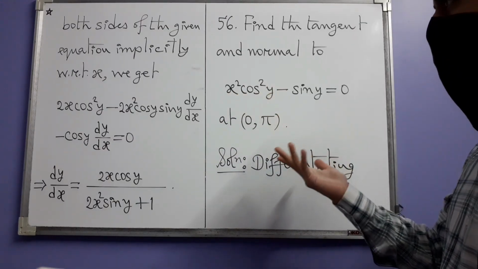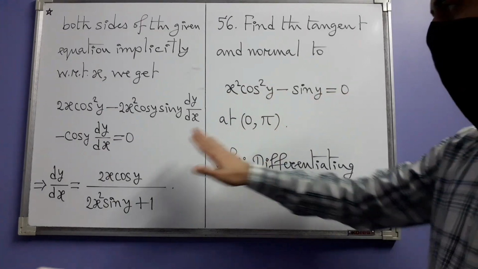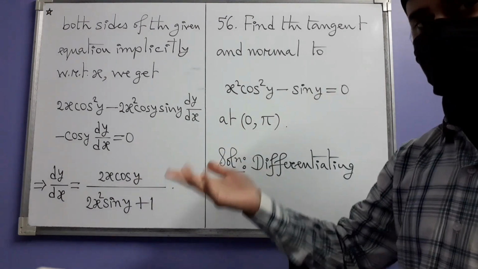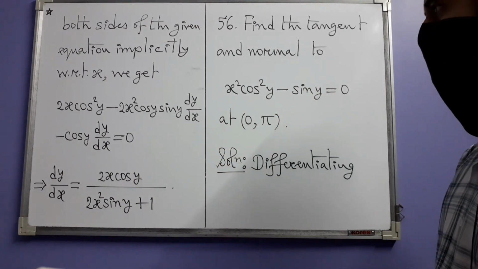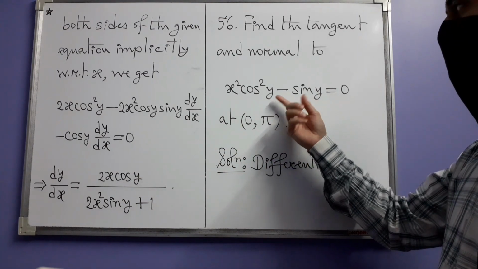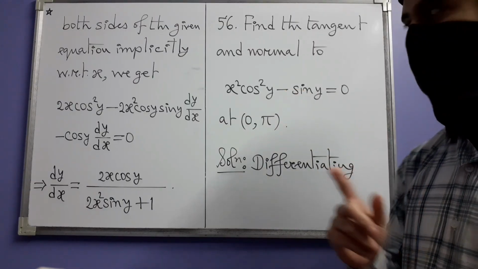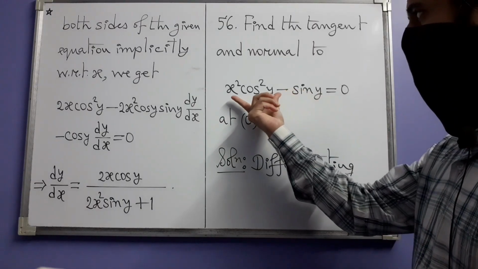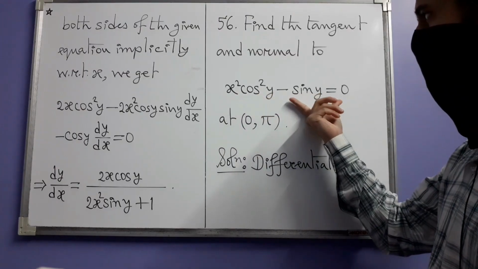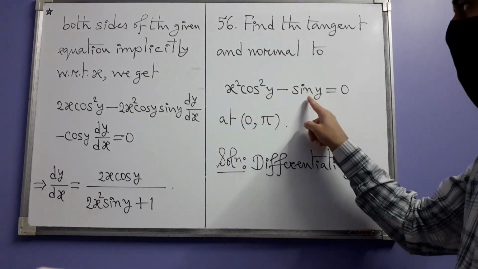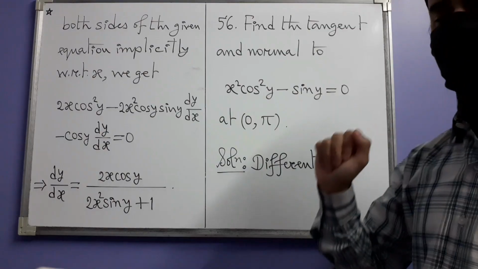So that's what we do, and the right hand side of course will be 0 even after differentiating. What about the left hand side? First of all, you have to apply the difference rule. That means the derivative of the left hand side will be the derivative of this minus the derivative of this. This is the easier one, so let's see that first.